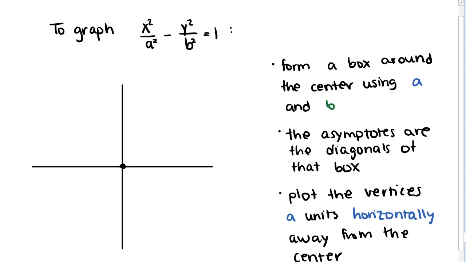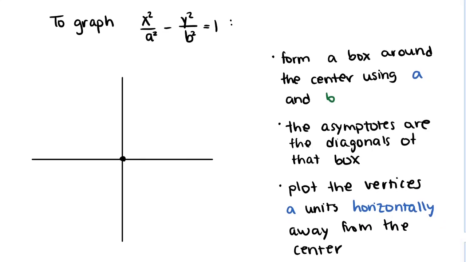So to graph this hyperbola, we want to sketch the asymptotes. And to sketch the asymptotes, one common technique is to sketch a box first using the values a and b. So here, if I look a units to the left and to the right of my center, this distance is a and this distance is a as well. And I look b units up and down from my center. And I form this box.